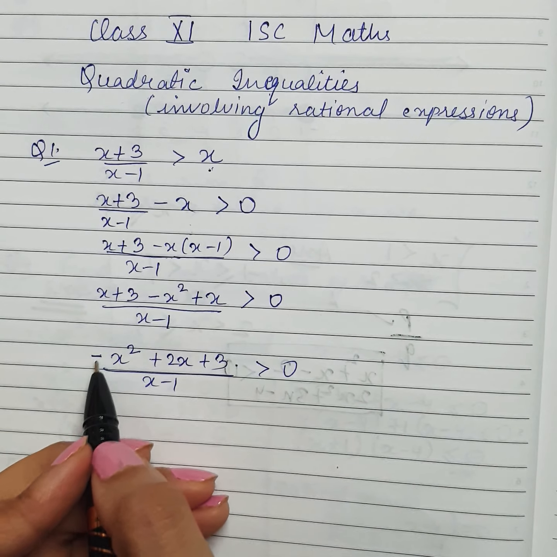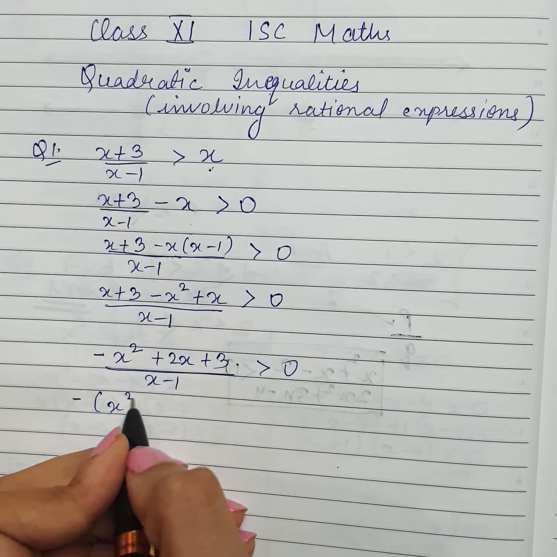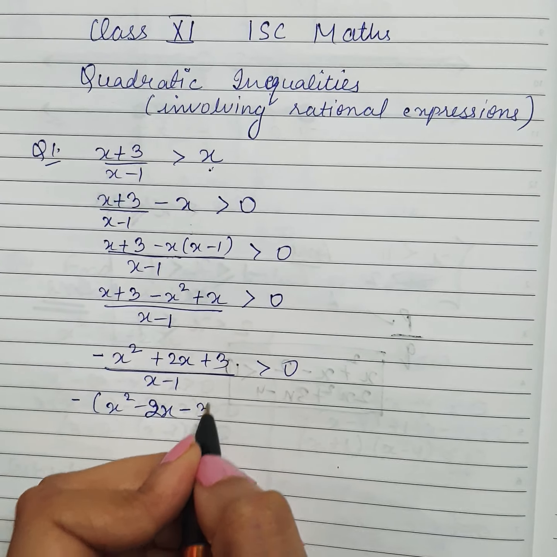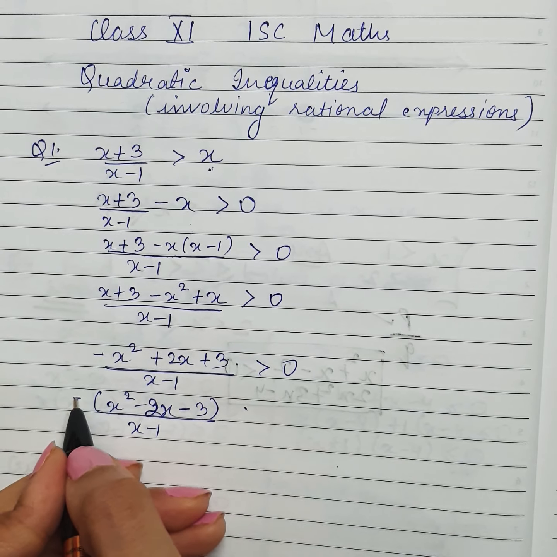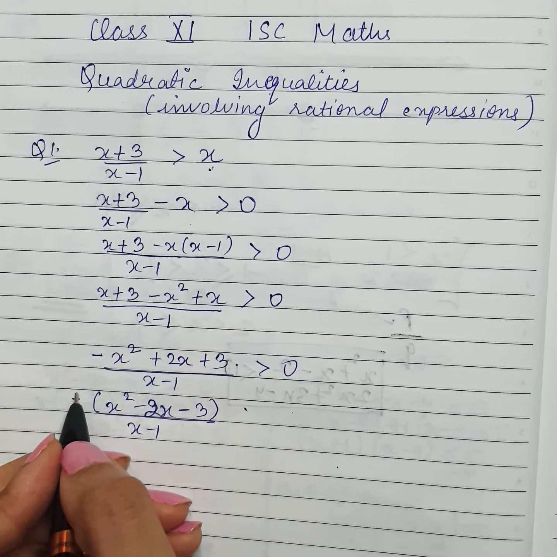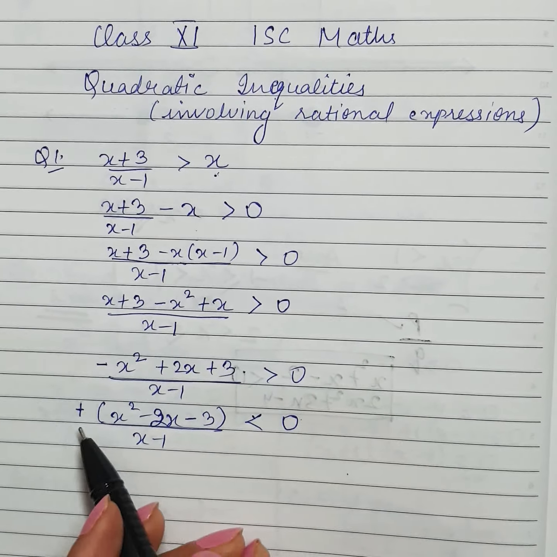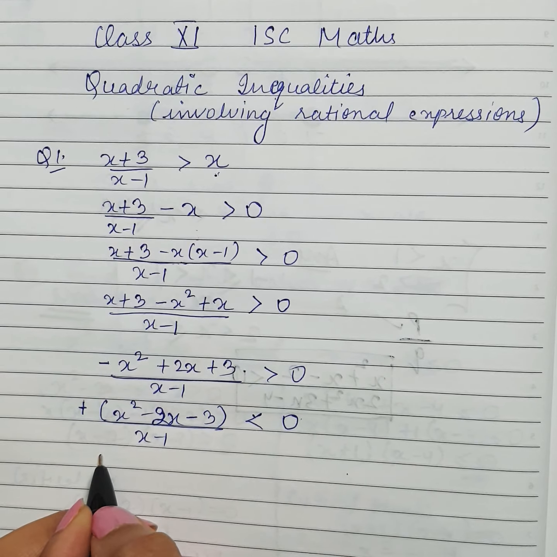Now I want to make the first term positive, so I am taking minus common. x square minus 2x minus 3 upon x minus 1. When I shift this sign to the right side, the inequality will change. Okay. So now I have this, I am going to split the middle term as usual.